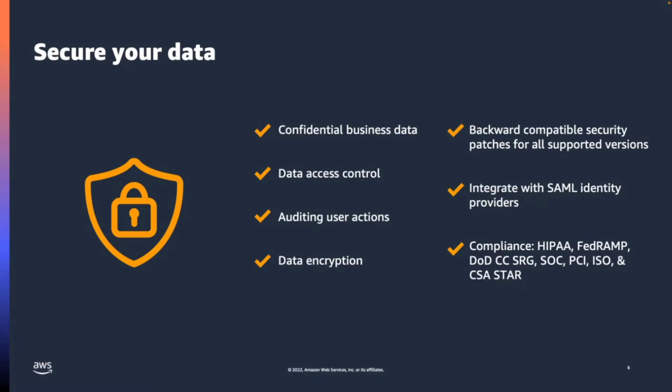Do you want to build this yourself and have to worry about security patches and upgrading your systems, or are you looking for an alternative where a service like Amazon OpenSearch Service can provide you the security patches for all our supported versions? We can provide you the updates, so you can have the peace of mind that your data is always protected. We also support integrating with third-party identity providers like a SAML identity provider. So if you already are using that, then you can easily integrate it with Amazon OpenSearch Service.